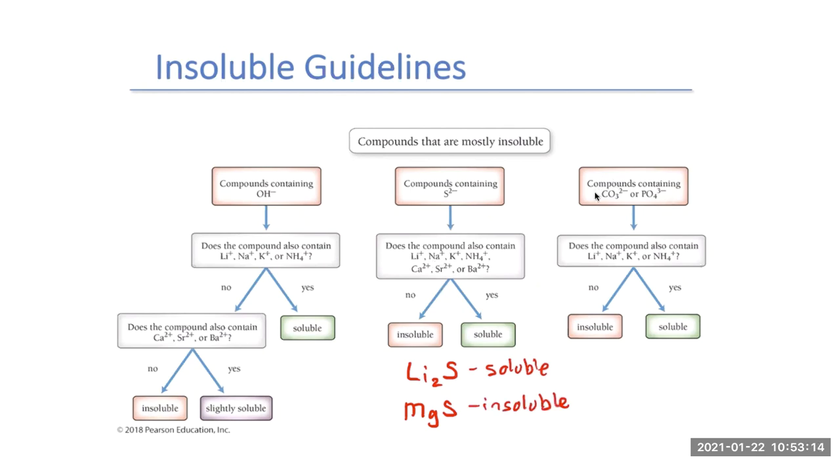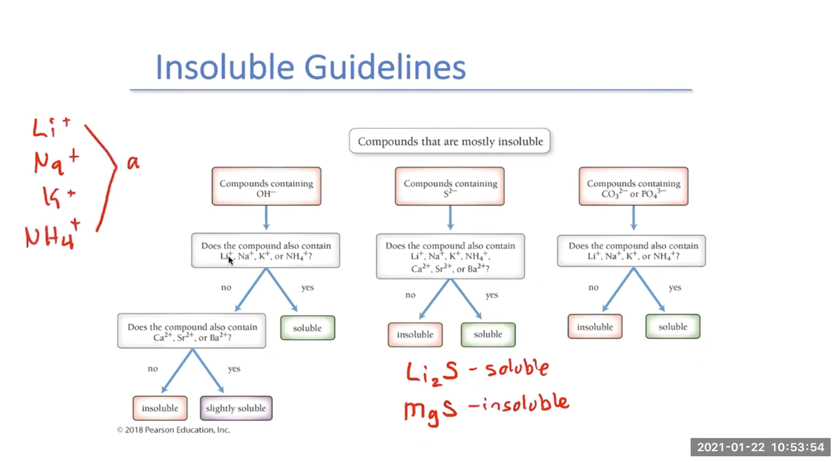Same thing for carbonates and phosphates. If it's a lithium carbonate, it'll be soluble. Sodium carbonate, soluble. However, if it's anything else besides lithium, sodium, potassium, or ammonium, it'll be insoluble. Hopefully you guys can see a trend with the insoluble ones. Anytime you see lithium, sodium, potassium, or ammonium, it'll be soluble.